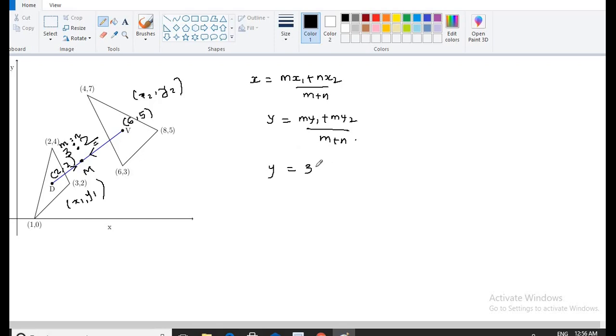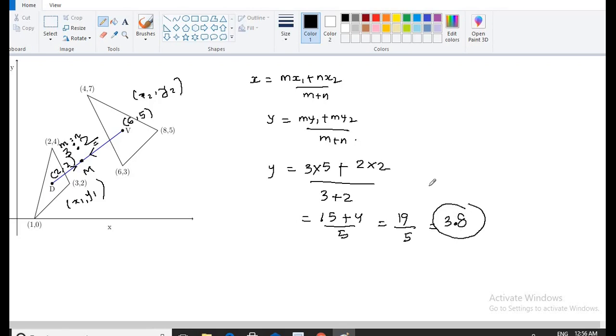So let's put in the values. 3 into 5 plus 2 into 2, by 3 plus 2, which gives 15 plus 4 by 5, which is 19 by 5. This will give you 3.8. So the ordinate point will be 3.8.